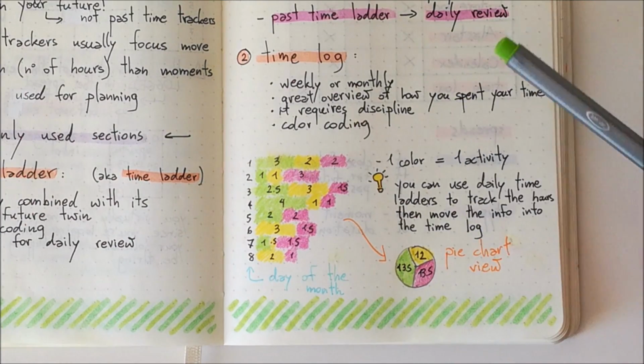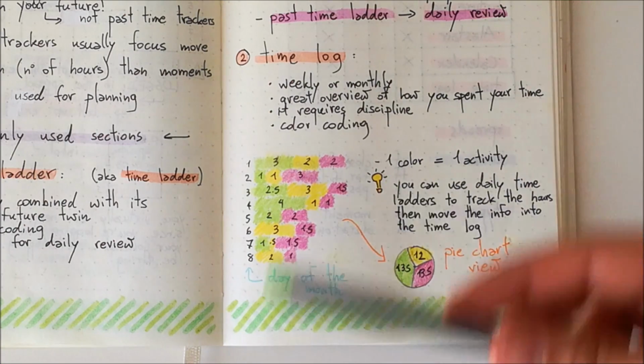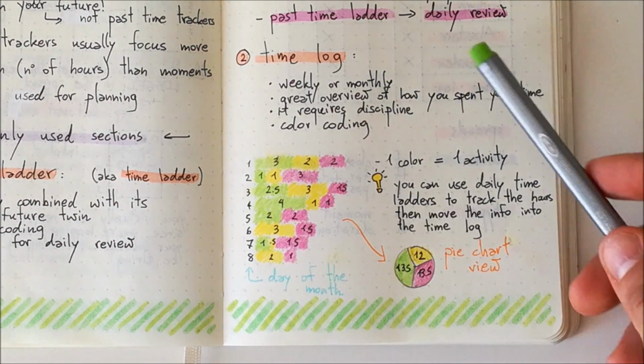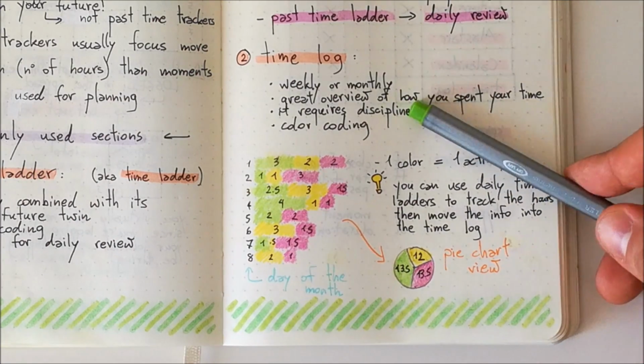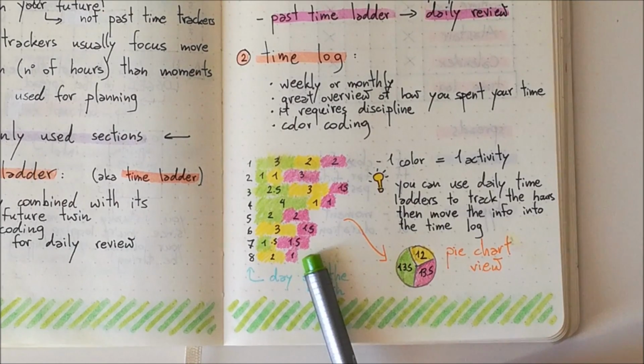Generally speaking, the negative point of the time log is that it requires a lot of discipline. Because if you have a very busy life, it may be hard to track every day how many hours you spend doing a certain activity. But overall, it's a very great spread if you can keep up with it.